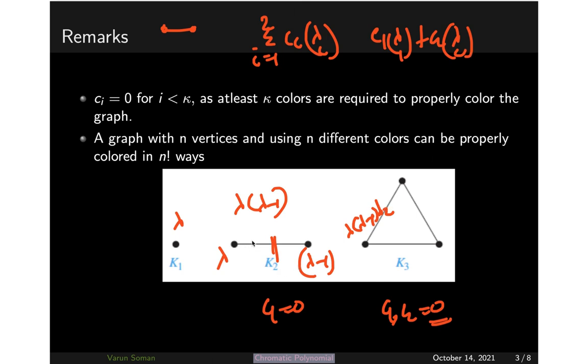If two colors are being used, how many ways? As two colors are there and two vertices are there, you need 2 factorial number of ways. So the total value will be 2 factorial into lambda C2, which is lambda into lambda minus 1 by 2 factorial. Again you will get the answer as simply lambda into lambda minus 1. So by the formulaic approach also you can do this problem, but I think the commonsensical approach is much easier in this case.